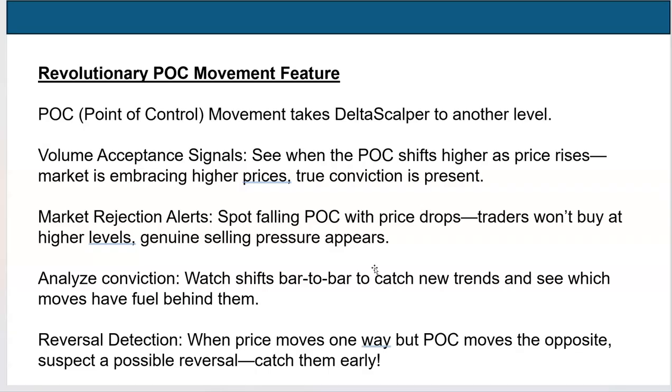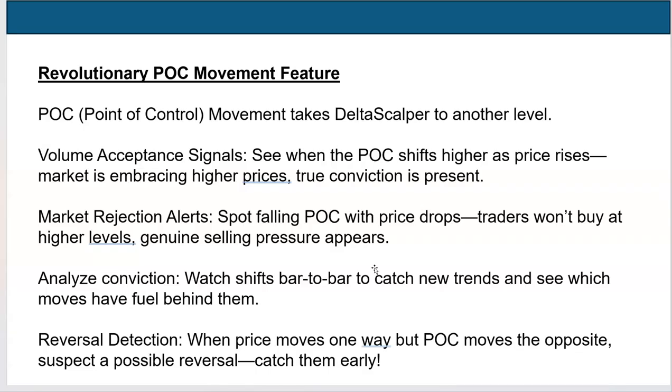If you're looking at a range-based chart, in that bar, that's the price level. Say you're on a 10 range chart. In that one bar on your 10 range chart, the price level with the most volume is the point of control. And what that signals is volume acceptance. So when the POC shifts higher as prices rise, the market is embracing higher prices. That indicates true conviction is present.